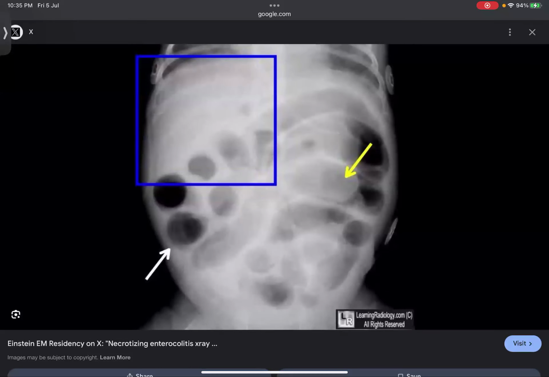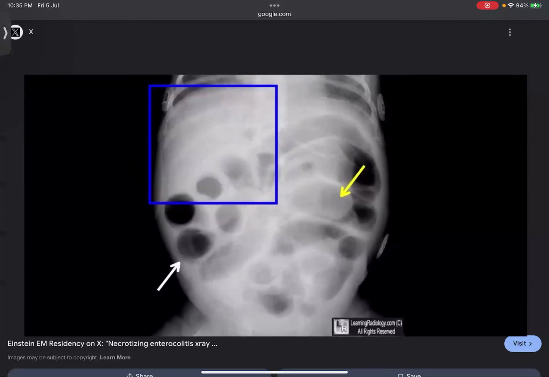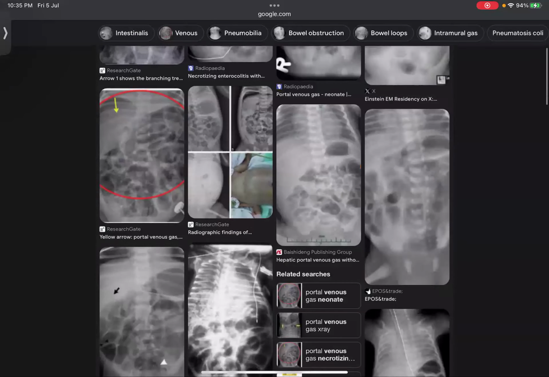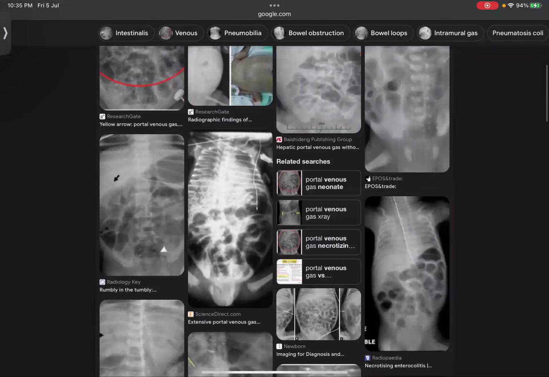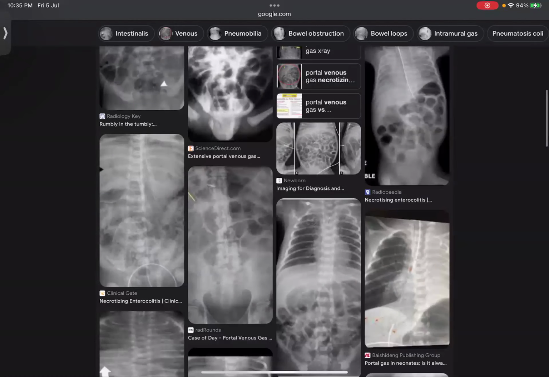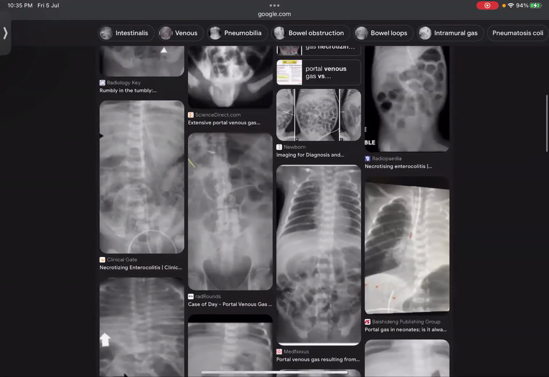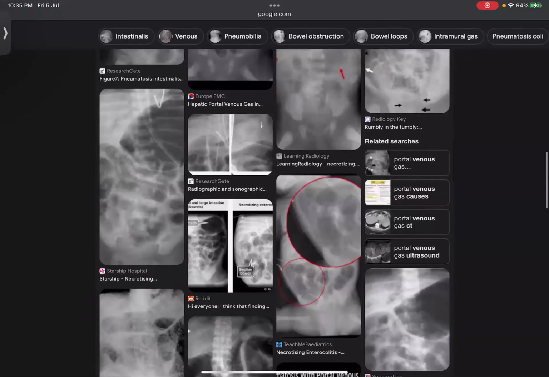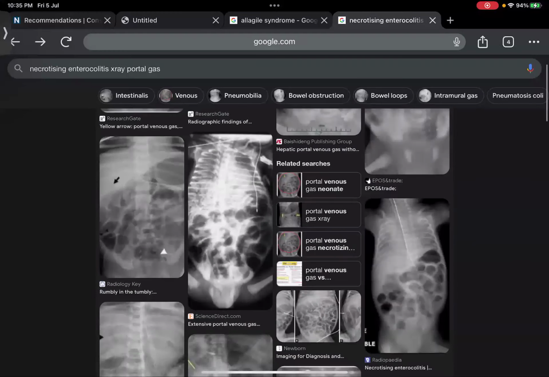Yeah, here as well. It's not very clear with the portal gas. I'm specifically looking for portal gas because in all of the X-rays in the AKP exam, if they want you to indicate that this is a case of NEC, they'll give something related to portal gas. Not able to find a very good picture, so we'll stick to the first one itself. Okay.